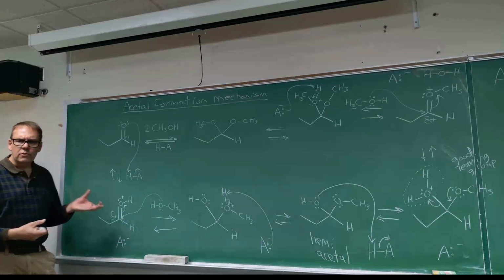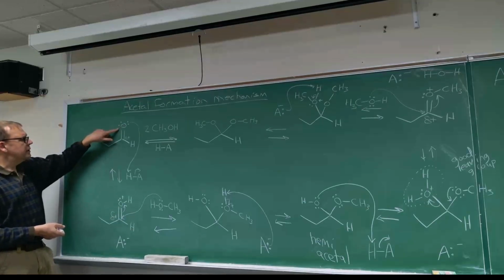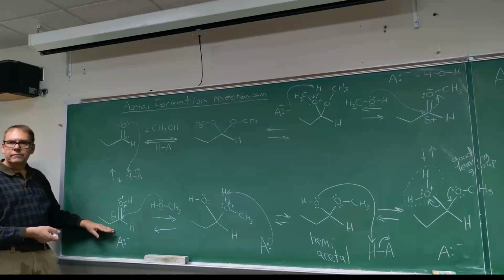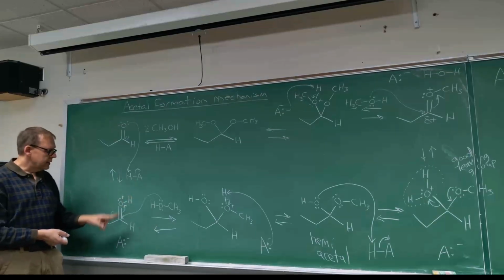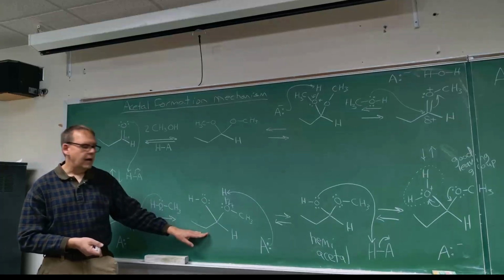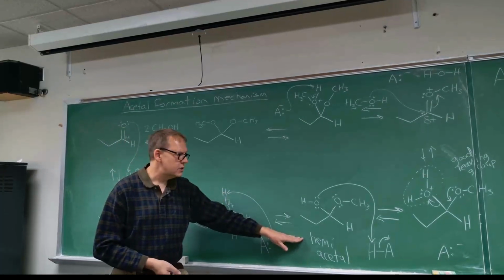So let's just go through it slowly and talk about it. First step is activate the carbonyl oxygen with acid to make an activated carbonyl. Then the weak nucleophile alcohol attacks it. Then you get to a point where this is almost the hemiacetal. It just has to have that H removed. Then you're at the hemiacetal stage.